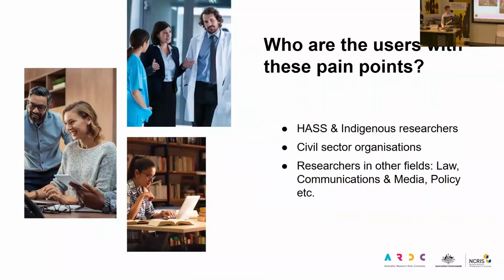So this is just taking a look at the users. This aims to benefit a wide range of HASS researchers, as well as users in the civil sector and related organizations. By doing this work, we'll enable greater public engagement through systematic research into areas of public importance. These users often extend into other disciplines. I've listed a few there, but there's many more that will stand to benefit.